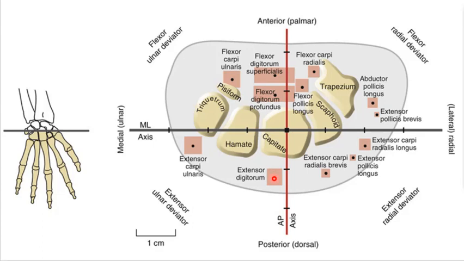Here, extensor digitorum, for your finger extension. It's got a pretty big moment arm for wrist extension. In fact, it's probably one of the more powerful wrist extenders. So when you do a reverse curl or wrist extension, you are really engaging your extensor digitorum more than your extensor carpi and so forth.